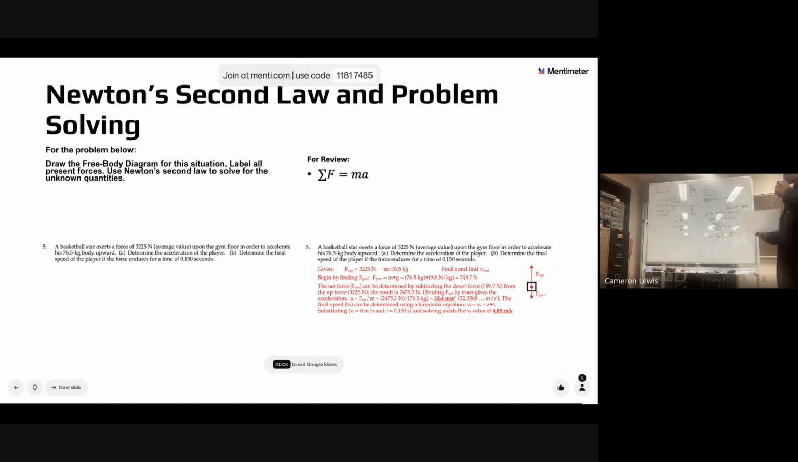Exactly, and we replicate that in math, right? So they tell us that the force you applied was 3,222, and that's going to beat your force due to gravity. We figured out the force due to gravity, which is your weight, was almost 750 newtons. What did he multiply to get that? Take the mass times 9.8.